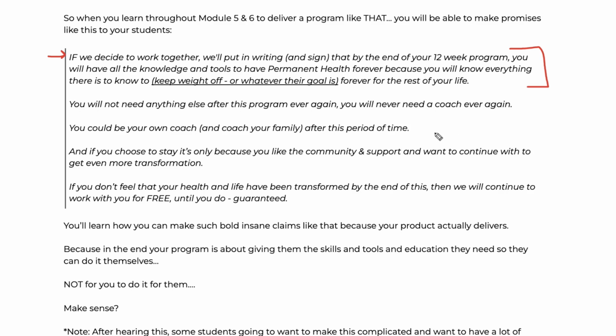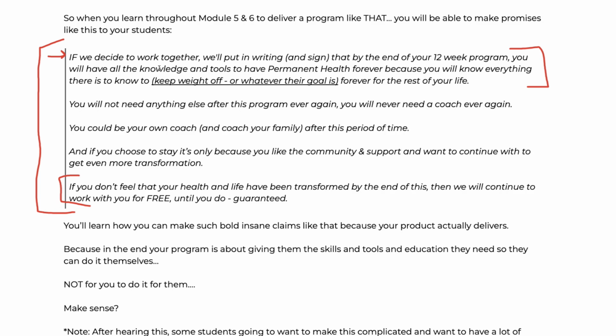If you don't feel that your health and life has been transformed by the end of this, then we will continue to work with you for free until you do, guaranteed. That is the type of promise that you will be able to make so explicitly clear, because you know that based off of Module 5 and Module 6, when you learn how to actually deliver the transformation that we're going to be talking about, you know without a shadow of a doubt that you are delivering exactly and actually what the student needs, okay?